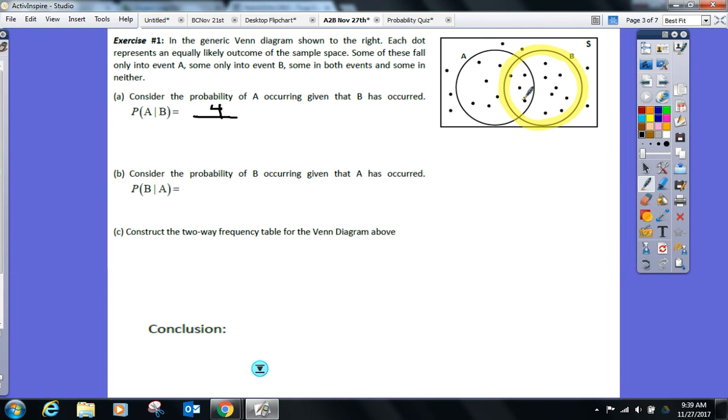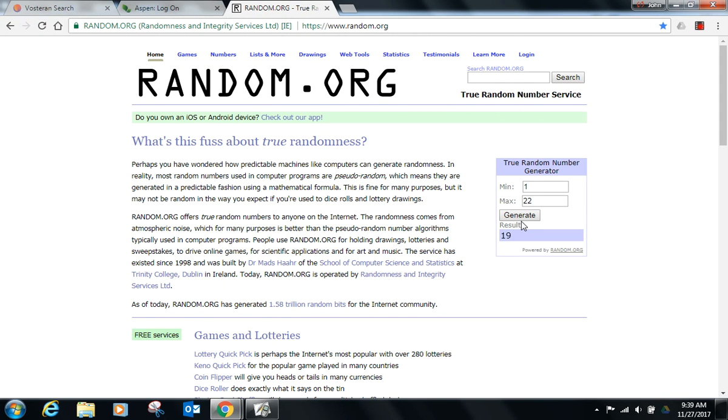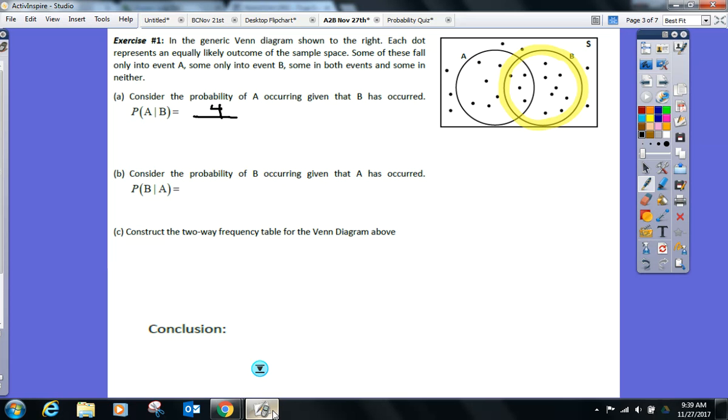Out of, not all the dots now, because what has already occurred? B. So my choices are narrowed to set B now. How many outcomes do I have in B? Well, count them up. B's already occurred. How many do I have in B? Here we go. 12. Or 1/3.